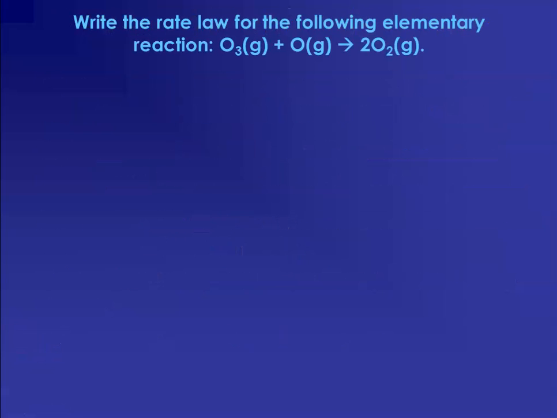So this is an elementary reaction, which means that we can write the rate law from its stoichiometry. We do not need to have any experimental data. We see that ozone and oxygen atoms are combined to make two oxygen molecules. And so the rate law would just be the rate equals k times the concentration of ozone times the concentration of your oxygen atoms.